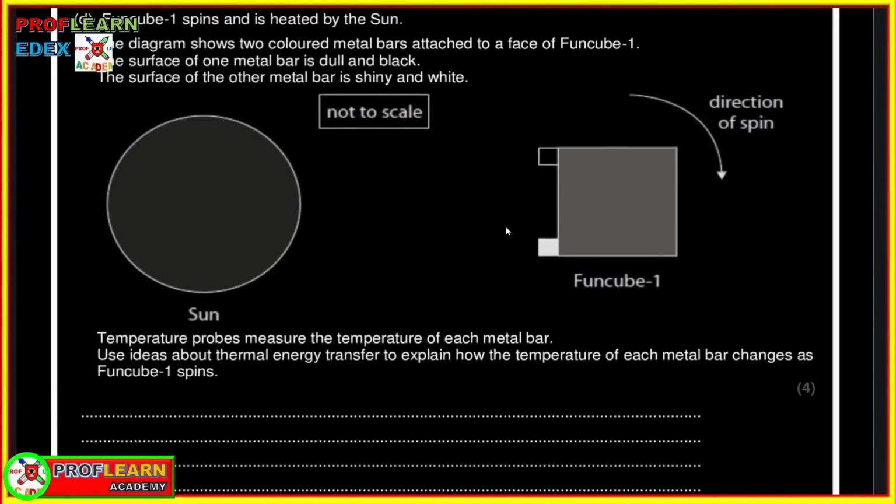Then energy transfers, the thermal energy transfer and absorption of thermal energy by different surfaces is the question that is featuring in this particular probe. We have one that is shaded white, another one shaded black, and we are supposed to use the ideas about thermal energy transfer to explain how the temperature of each metal bar changes as the fan cube spins. And you see now, as it spins, the two boxes, the white and the black, are going to be facing the sun, and some other instances are going to be facing the other side and very far from the sun.